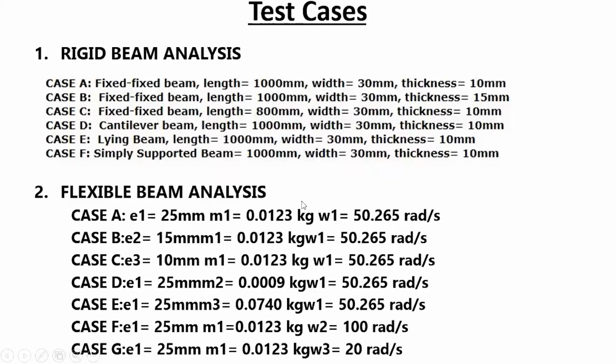This is the flexible beam analysis. Because we had software constraints, the things which are changed are not the beam parameters but the eccentric mass parameters. So basically, the eccentricities are changed, the value of the eccentric mass is changed, and the speed with which the rotor is rotating is changed. So basically, this is omega 1, omega 2, and omega 3, E1, E2, and E3, and M1, M2, and M3.